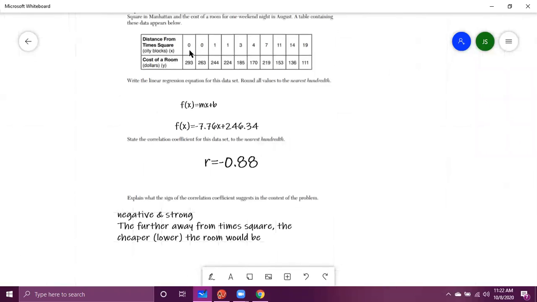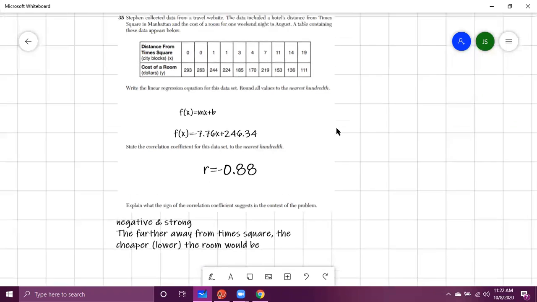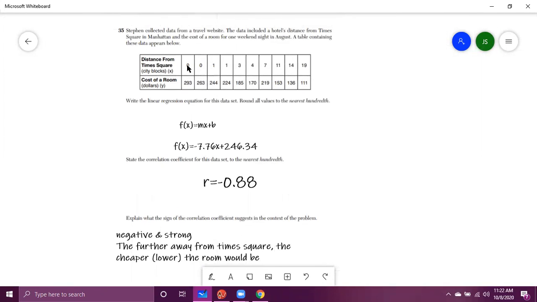And again, if you look at your table, just to always make sure that you're doing this correctly, just look at this. So if you're 0 distance away from Times Square, this is going to be the cost of your room, like almost close to $300. But look at the extreme ones. So if you're 19 blocks away from Times Square, your room is only 111. So we can see that happening.